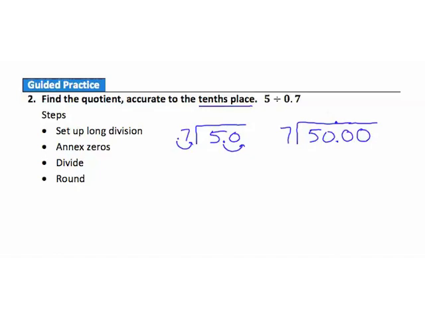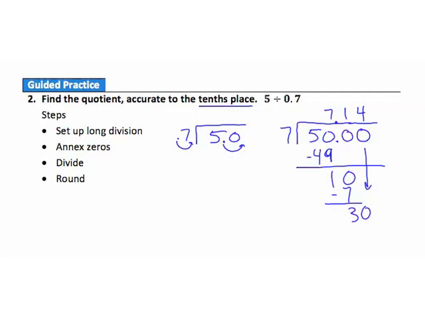7 won't divide into 5, but 7 will divide into 50. Go 7 times. 7 times 7 is 49. Subtract, we get 1. Bring down the 0. 7 goes into 10 one time. 1 times 7 is 7. We get 3. Bring down the next digit. 7 goes into 30 4 times. And we can stop right there, because now we're ready to round this answer to the tenths place.